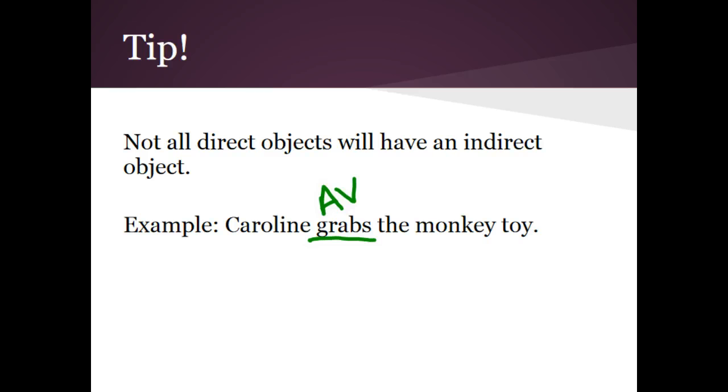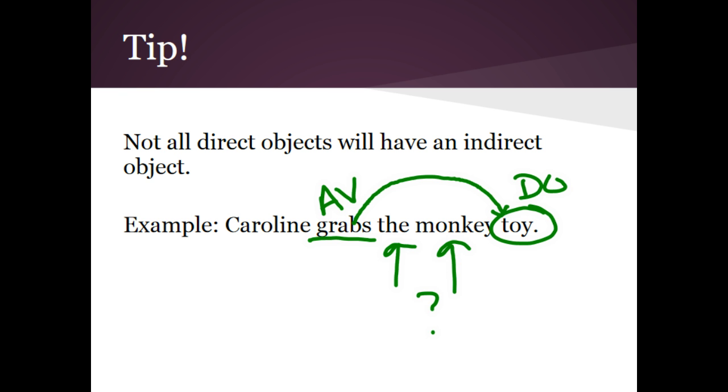grabs the monkey toy. So we still know that the action verb is grabs, and we still ask ourselves, what is the thing being grabbed? And it is the toy. Now, the monkey is not an indirect object because the and monkey are both adjectives that are describing toy. So don't confuse adjectives with indirect objects.